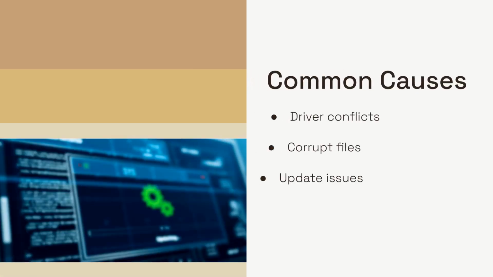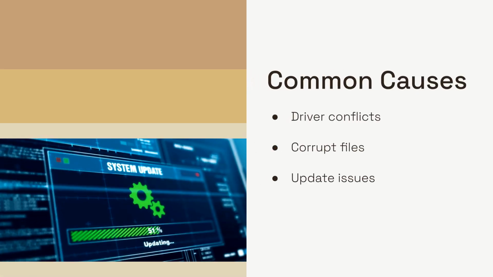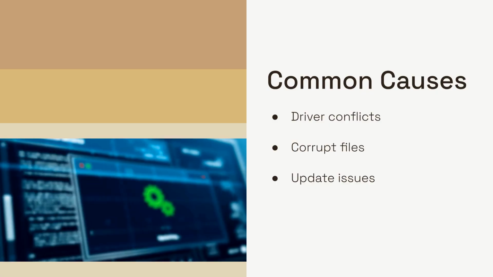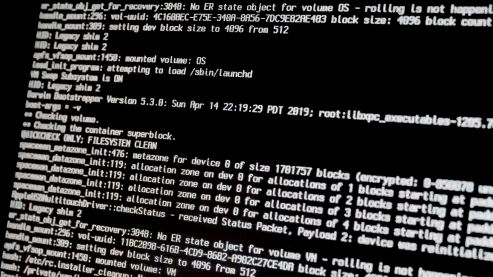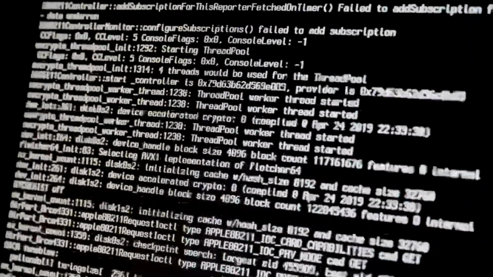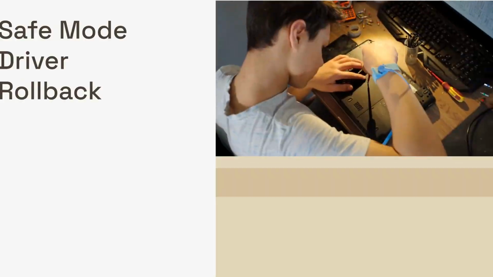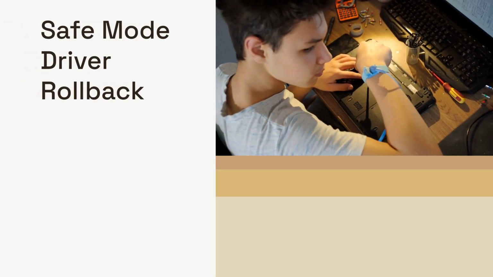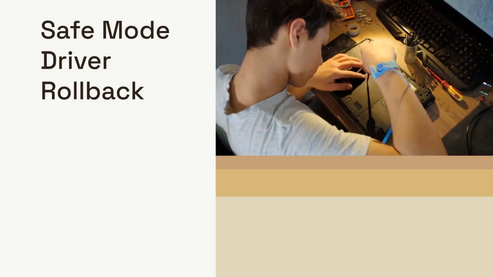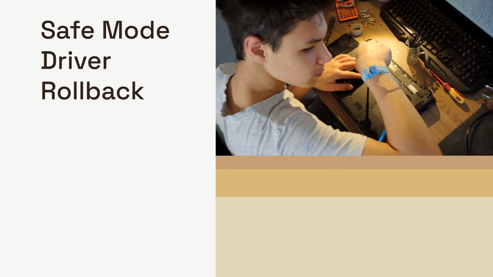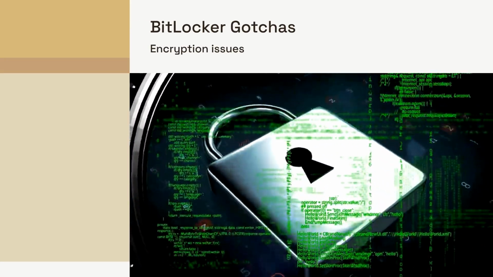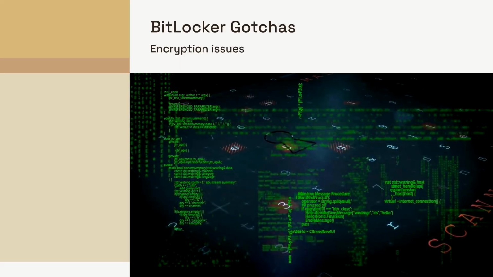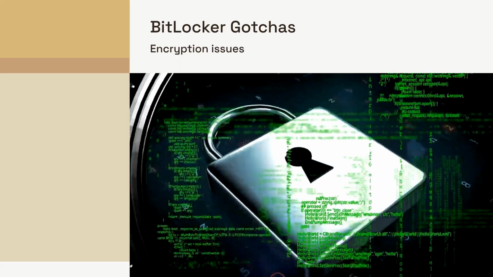After an update, common culprits include incompatible drivers, corrupted system files from a failed update, or issues with the update process itself. Before diving into complex solutions, always try basic troubleshooting steps like restarting your computer multiple times to see if Windows can self-correct. If restarts don't work, boot into safe mode. From there, you can access Device Manager and roll back or uninstall recently updated drivers that might be causing the conflict. If BitLocker is enabled, you might encounter additional hurdles. Make sure you have your recovery key handy, as decryption might be necessary during repair processes.